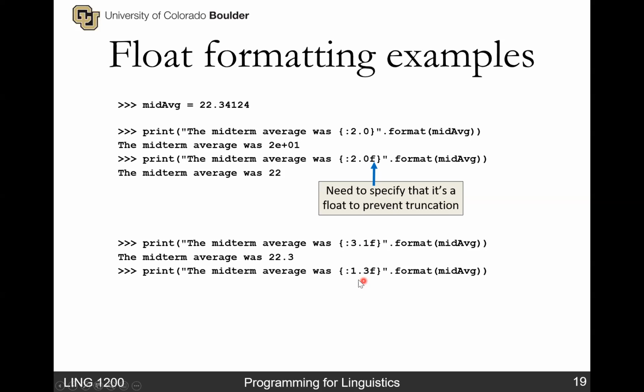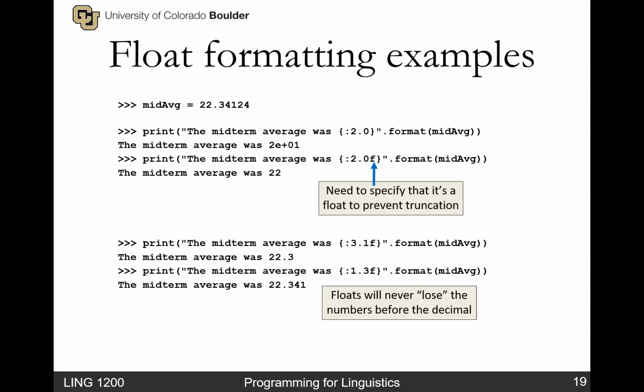So what's going to happen here? We should have at least 1 digit before the decimal point and no more than 3 after, which is in fact what we get: 22.341. So notice that floats will never lose the numbers before the decimal point. The number that you're specifying in the formatting notation is telling you the minimum that you want to have, including the decimal point, but it will never cut off any of the numbers before the decimal. The number after is going to be the maximum, so it will cut off.